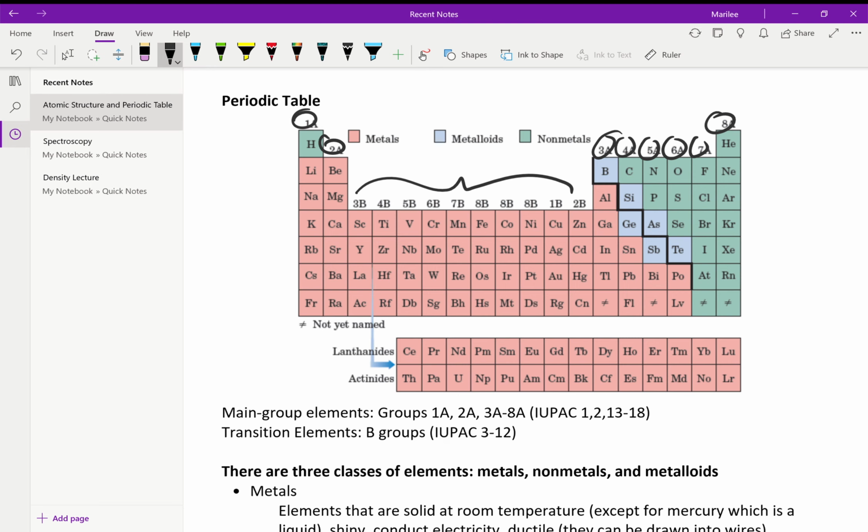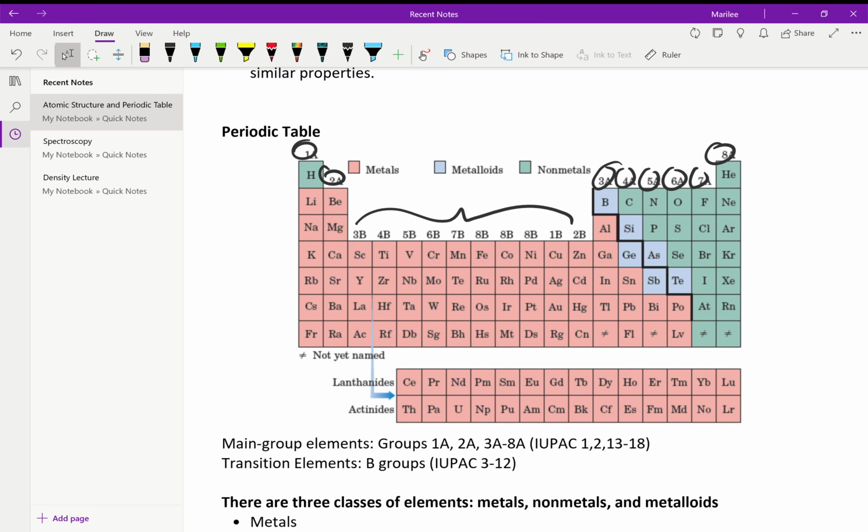I say here the IUPAC 1, 2, 13 to 18 is because they rearranged the numbering and it started to go 1, 2, 3, 4, 5, 6, 7, 8, 9, 10, 11, 12, 13, 14, 15, 16, 17, and 18. So 3A is also 13 group.